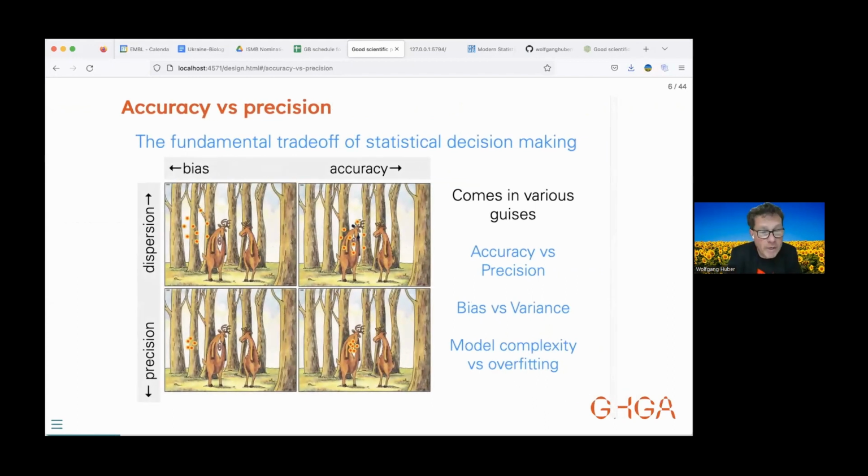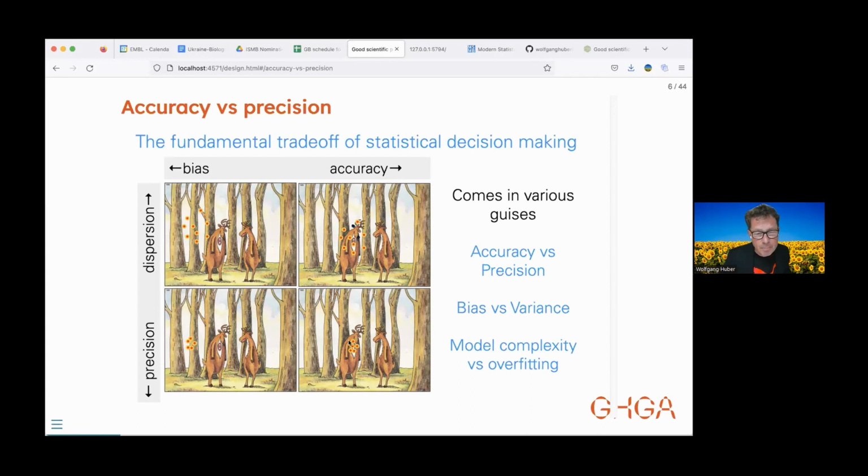A fundamental trade-off in statistics, this is just a warm-up slide, is the one between bias and accuracy, also between precision, dispersion, bias and variance, accuracy versus precision, model complexity versus overfitting. There are various different things. Sometimes we can, for instance, increase a biomarker's false positive rate by decreasing its false negative rate, and vice versa. We can walk through these concepts.